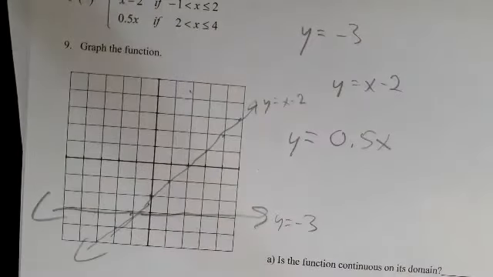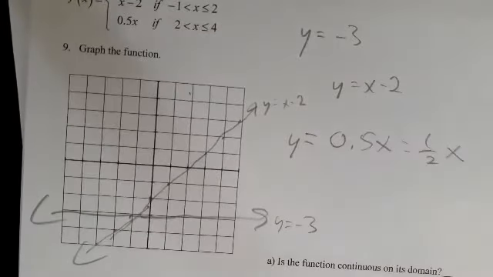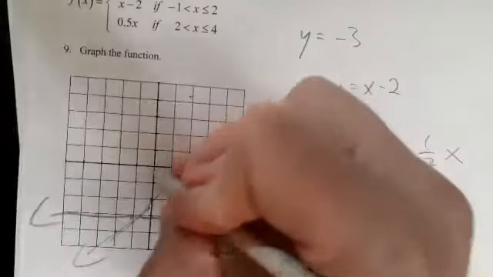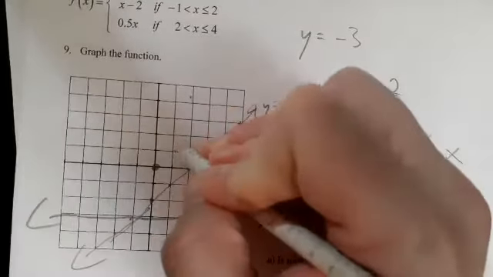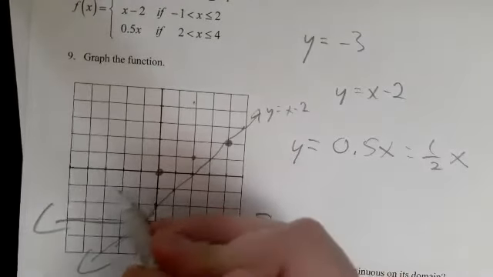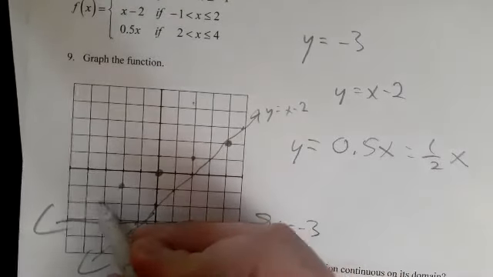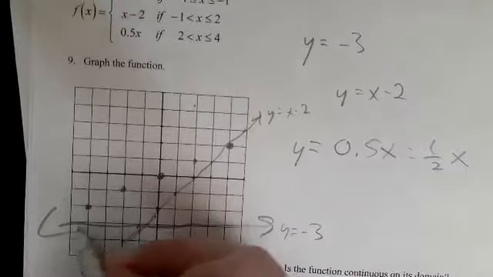And the last one, y equals 0.5x. I'm going to write this as 1 over 2, or a half x. So I'm going through the origin, going up 1 over 2. Up 1, over 2. Down 1, left 2.